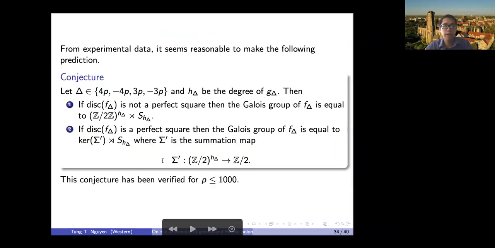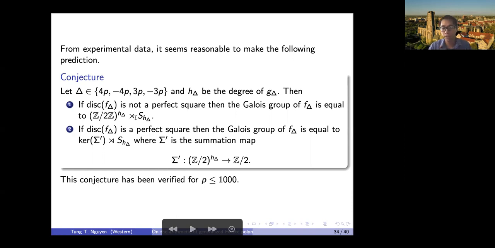So from our numerical or experimental data, we made the following predictions. If delta has few primes, in other words, delta belongs to this set: 4p, negative 4p, 3p, or negative 3p, and H_delta is the degree of g_delta. If the discriminant of delta is not a perfect square, then the Galois group of F_delta is exactly the semi-direct product Z mod 2 to the power H_delta, semi-direct product with S_{H_delta}.